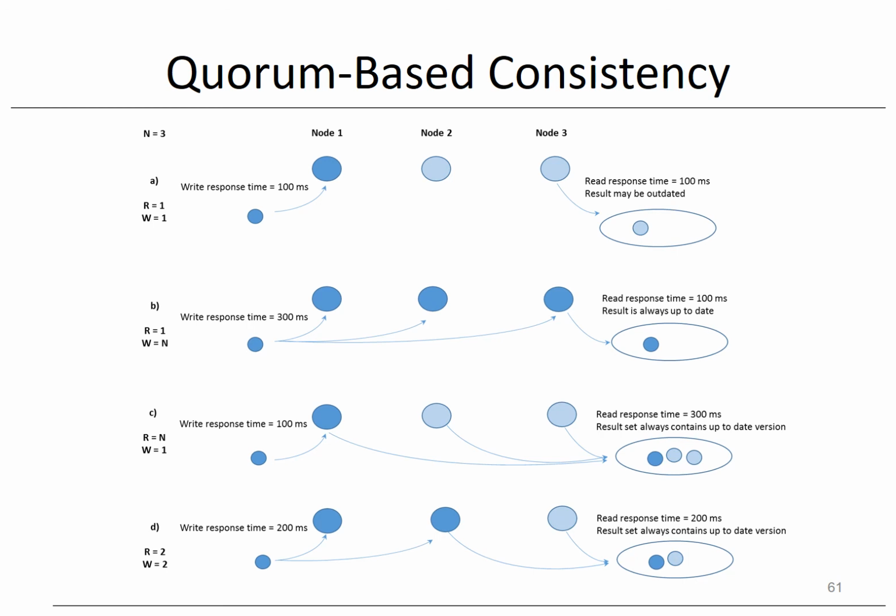Configuration C represents a situation where r equals n, w equals 1. A write operation is completed after a first node has received the updated value, so the write time is back to 100 milliseconds. Now, a read operation is only completed once the response from all 3 nodes is received, so the read time increases to 300 milliseconds.